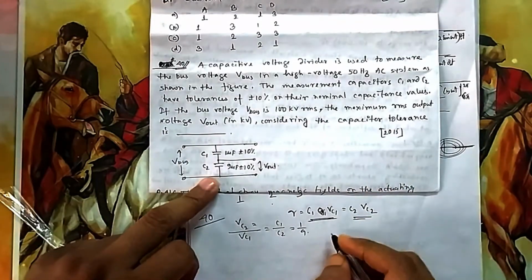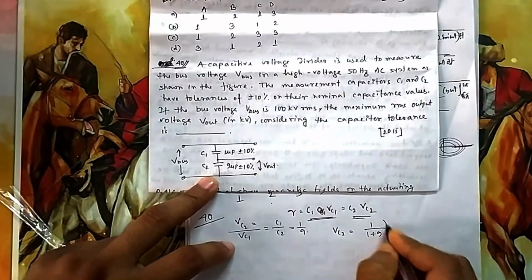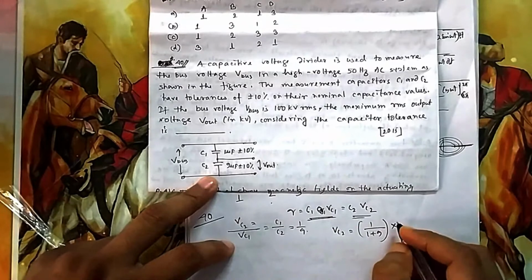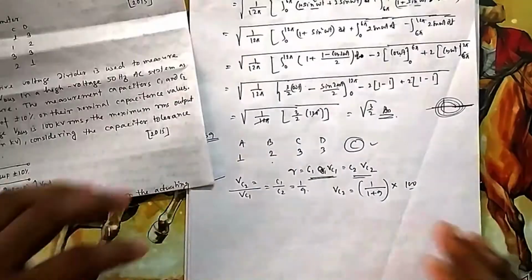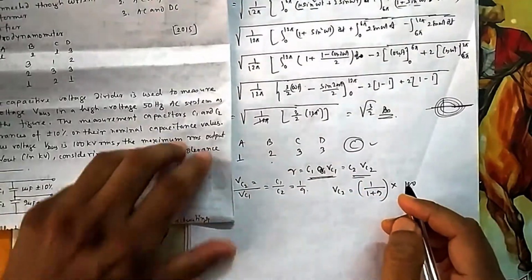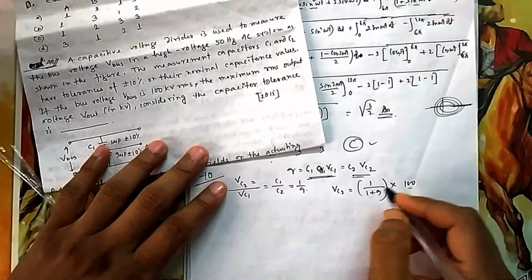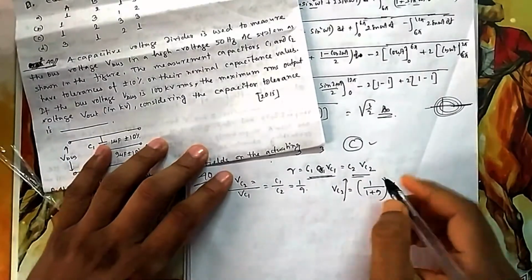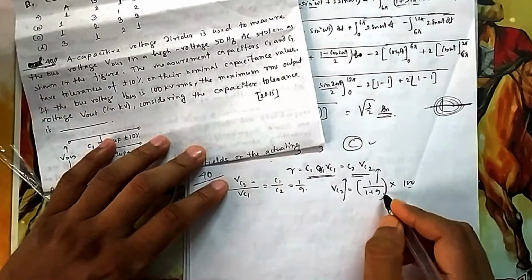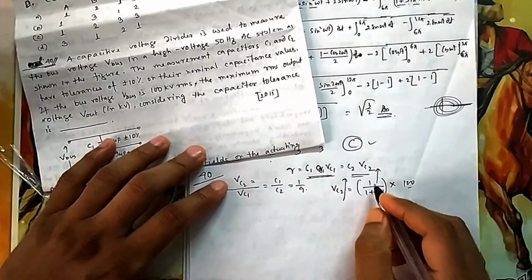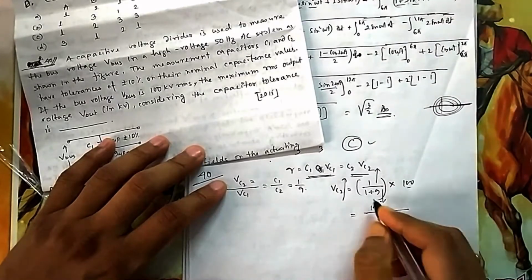So if you do it as a divider, VC2 will be equal to 1 by 1 plus 9 of the total value, which is 100. In normal cases it should have been like this, but they are asking you for extreme values. Extreme values means the capacitor can give error also. So you want to find this maximum value. For this maximum value, the numerator should be maximized and the denominator should be minimized. So what is the maximum value one can take? 1.1, because it is 10%.